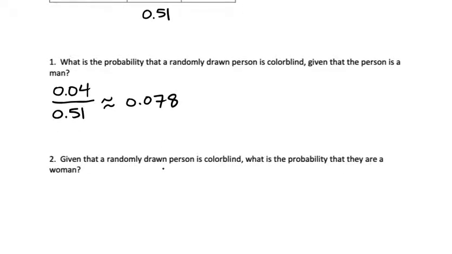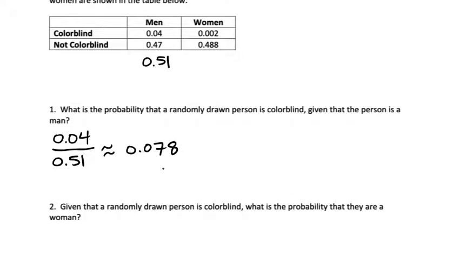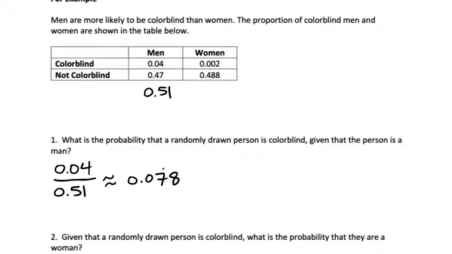Question 2, given that a randomly drawn person is colorblind, what is the probability that they are a woman? Now, my given is that they are colorblind. So the number that's going to be in my denominator is the total number in the colorblind row, which tells me that I'm restricting myself to the colorblind row. So I need to add these two numbers to get the total. That would be my denominator, 0.04 plus 0.002 equals 0.042.